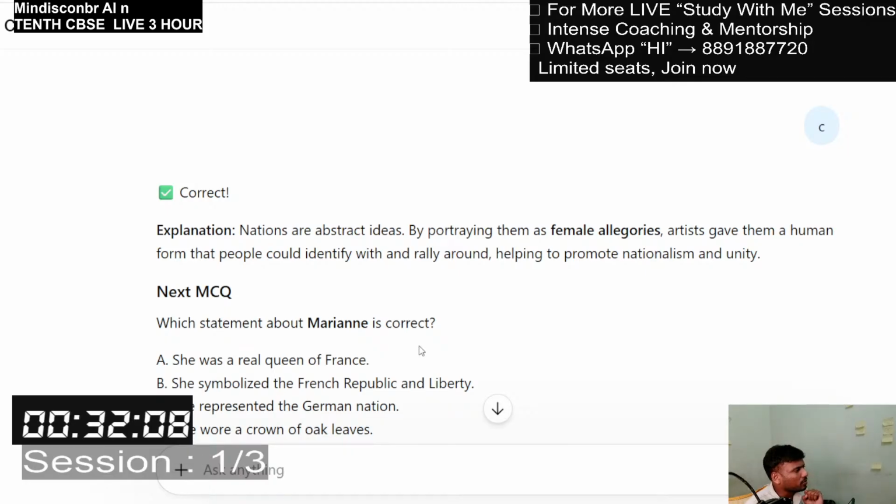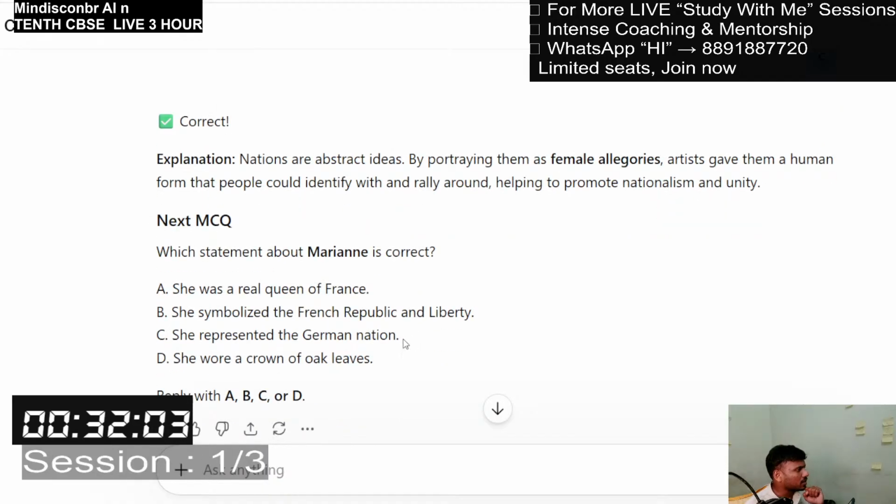Which statement about Marianne is correct? She symbolized the French. She was a real queen of France. She symbolized the French Republic and liberty. She represented the German nation. She wore a crown of oak leaves. The correct answer is: she symbolized the French Republic and liberty. This is the most probable answer.